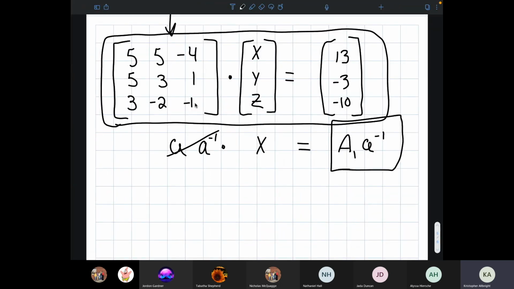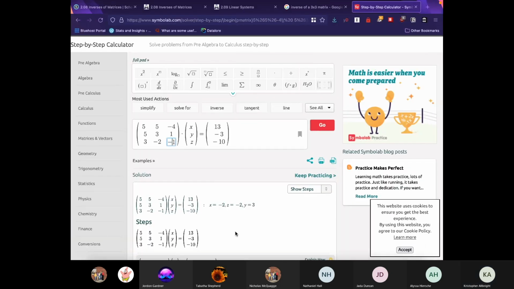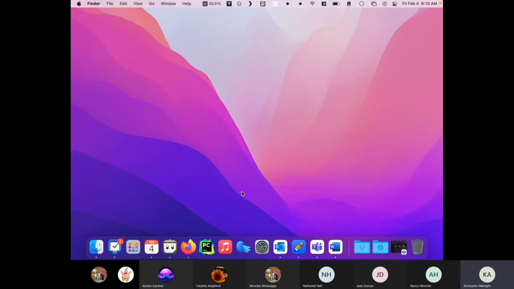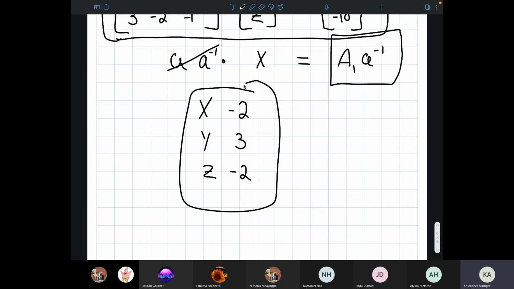So we know that X is negative 2, Y is 3. Why would it be negative? Because it got a minus sign. It's 2 negative 2s and 1 positive 3. It says X equals negative 2, and then it looks like it says Z equals negative 2. And then it says Y equals 3. So negative 2, 3, negative 2. Sounds like I'm a tutor. Okay, so these are our solutions for X, Y, and Z.